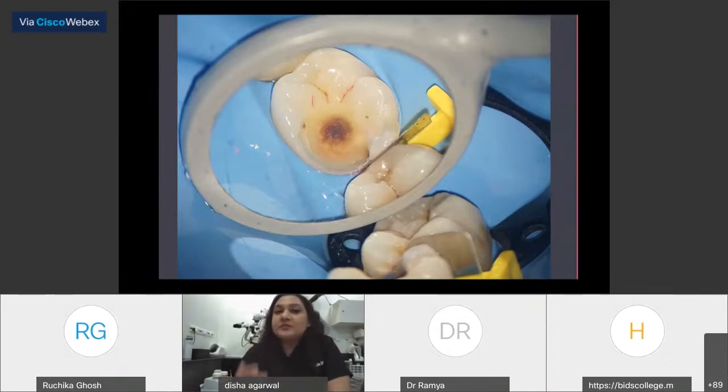So now this is the dentine which is going to give the strength to your restoration. This is the dentine which is going to prevent your post-operative pain. This is the dentine which is going to last long even if your enamel has failed.